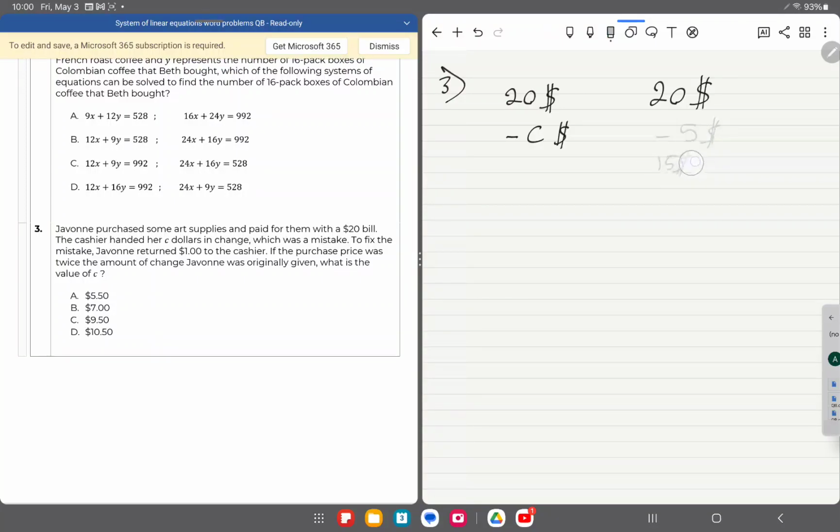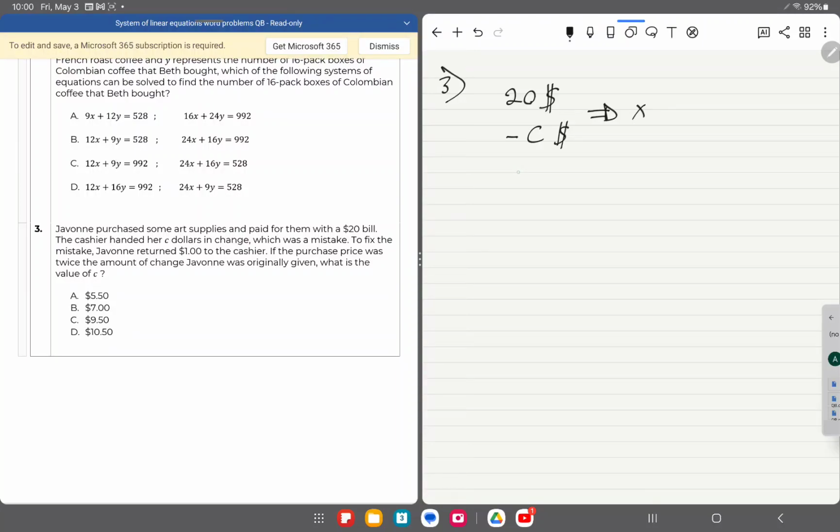Over here, the logic is reversed. So you're getting $5 in change, so you are plus $15. Now, forget about this. We are thinking about $20 minus the change. Then it's going to be the value of the purchase. It is the same logic. So this is the value of the purchase.